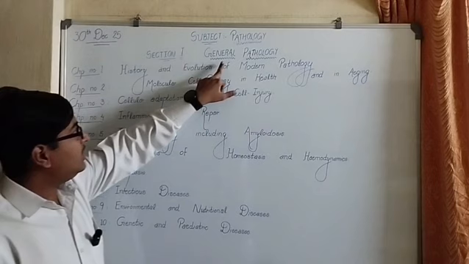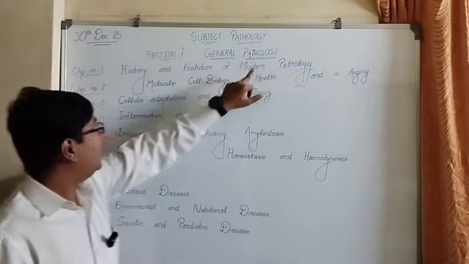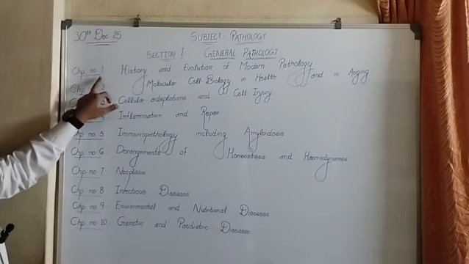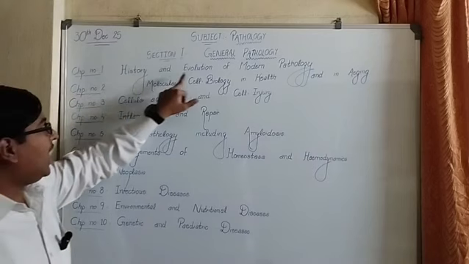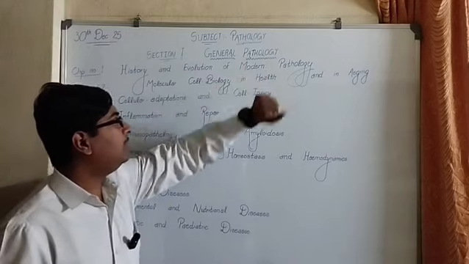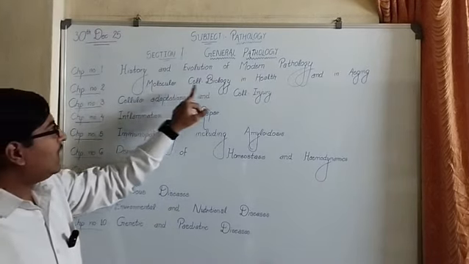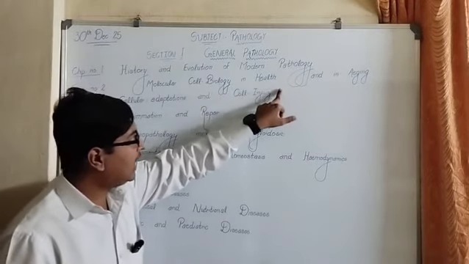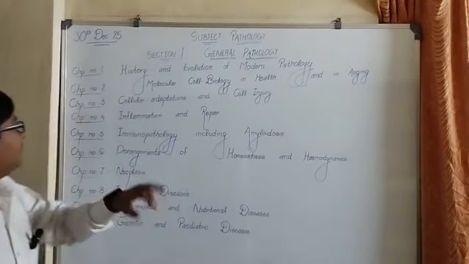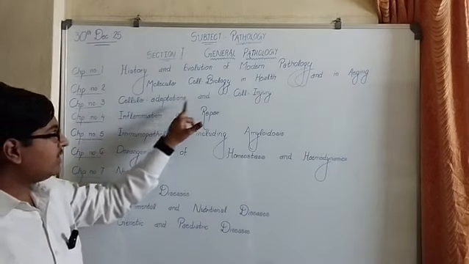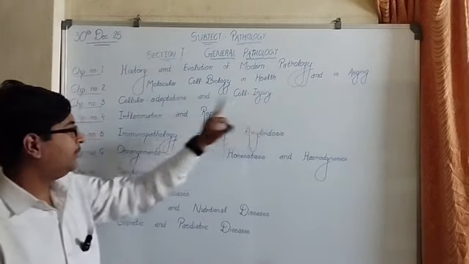Section 1 is about general pathology. General pathology includes a total of 10 chapters. Chapter number 1 is history and evolution of modern pathology. Chapter number 2 is molecular cell biology in health and in aging. Chapter number 3 is cellular adaptations and cell injury.